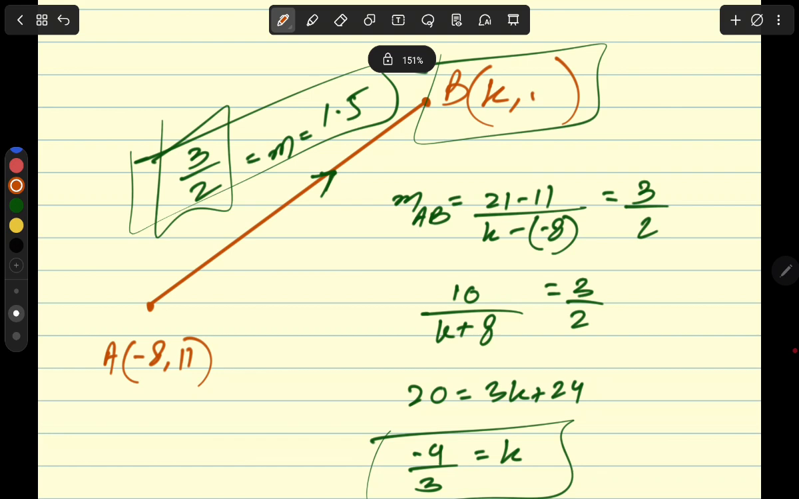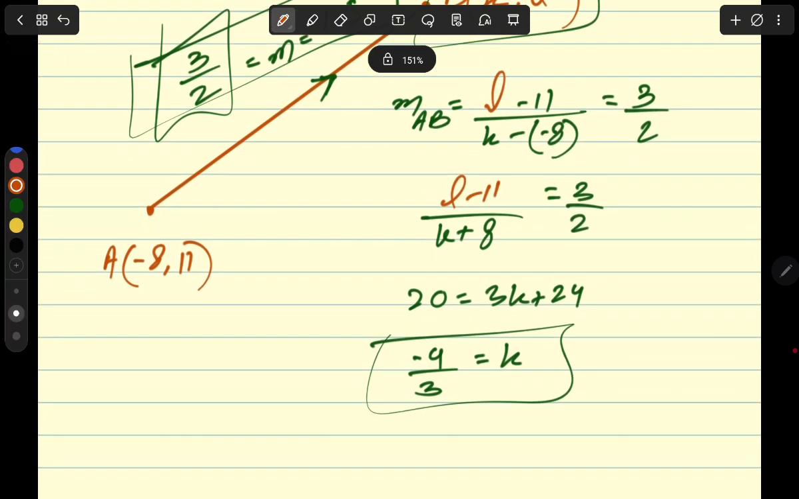Now, what if you did not even have this? What if this was also unknown? Let's say this was L, but then for you to be able to find L, you should have been given what? Because now this is L, so this is going to be L minus 11. So you will find k in terms of L. So you will not have a minus 4 upon 3, but you will have a function of L for k. So you ought to have another equation, and now you must find that out.